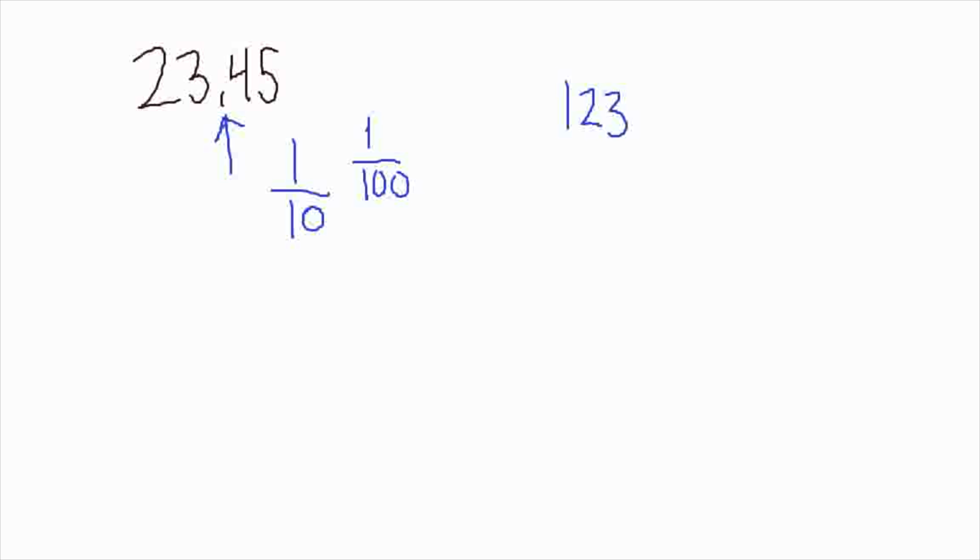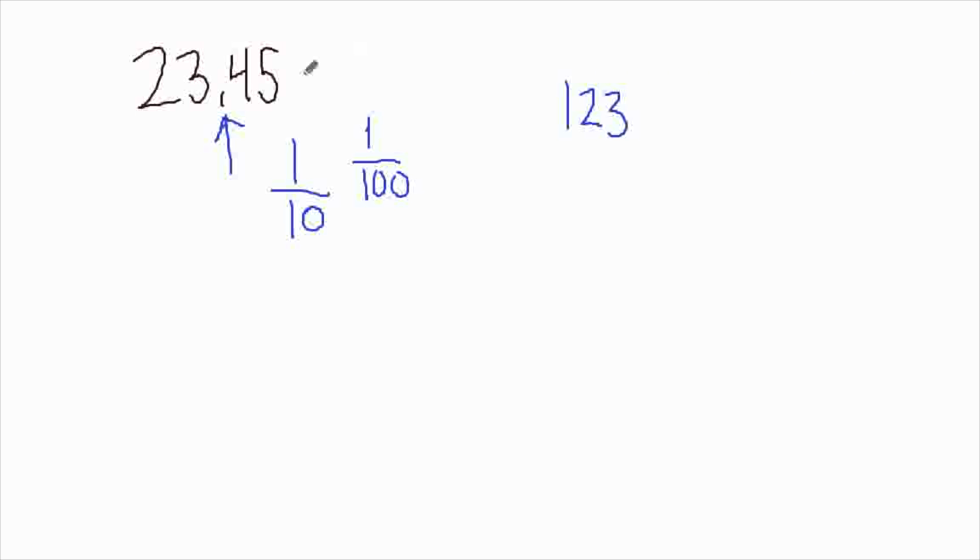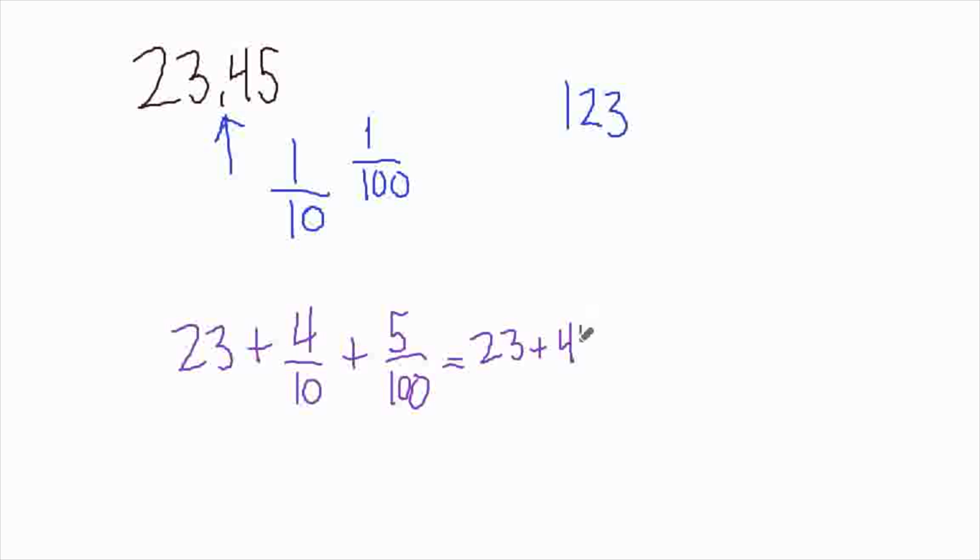Now, if you understood all that, you should be able to convert a decimal to a fraction. So this is 23 plus 4/10 plus 5 over 100. And if you remember fraction addition, then this is 23 plus, changing the first fraction to this, so this is 23 and 45/100ths. That's the equivalent of that decimal.